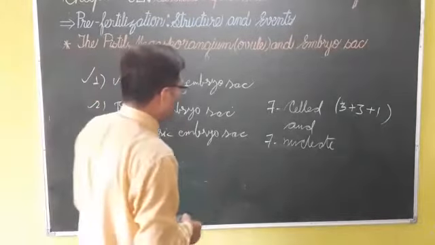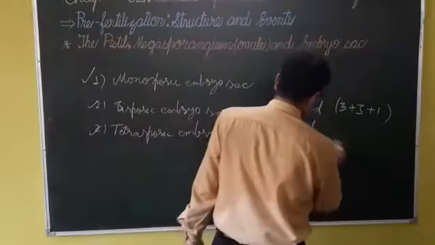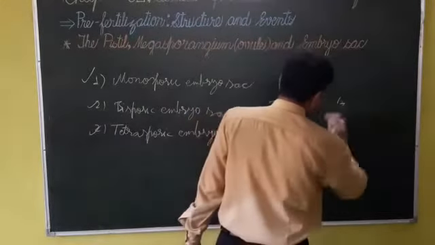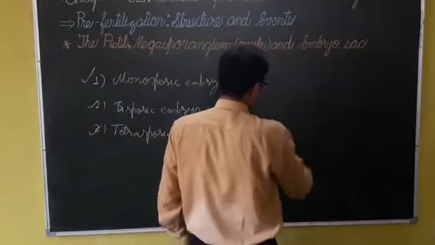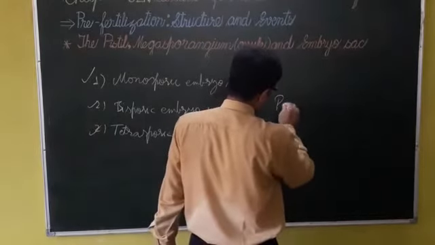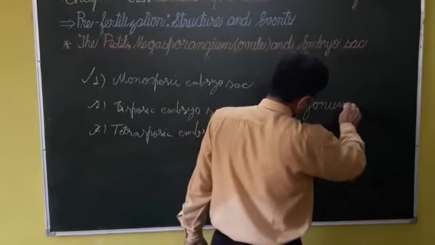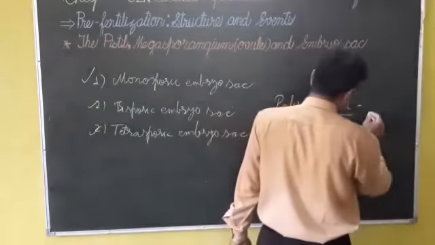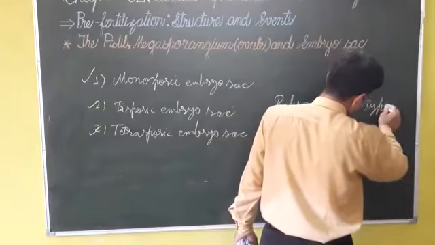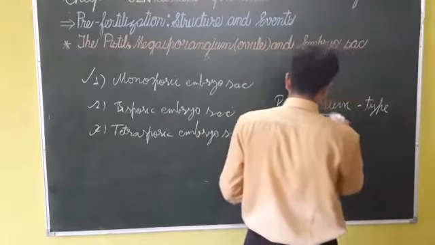Now, about this monosporic embryo sac, one more piece of information is there. This monosporic embryo sac is called Polygonum type. Polygonum type.